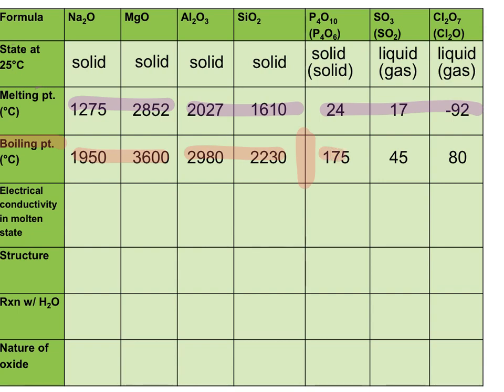So you see that big drop again, and then a decrease across the nonmetals. Same exact trends for the same exact reasons. So notice that some of our smallest compounds can even be gases at room temperature.